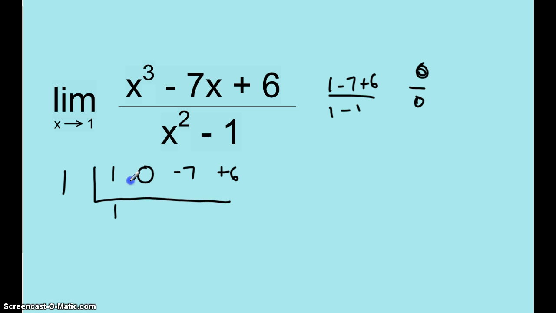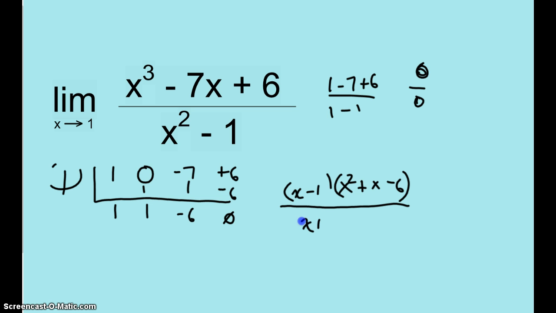Alright, you bring down the 1. Multiply those two together, put it right there. Add those together, put it down there, multiply those two together, put that multiplication there, add those two together, multiply the 1 times negative 6, add those together, you get 0. Hey, it factors. So that would be x minus 1 times x squared plus x minus 6. That's that trinomial factored. And then the denominator, x plus 1, x minus 1.